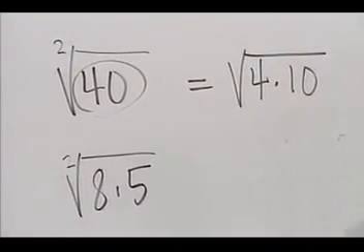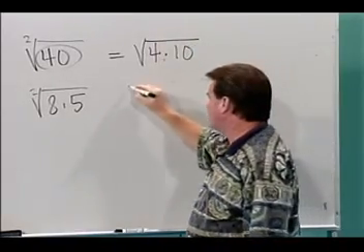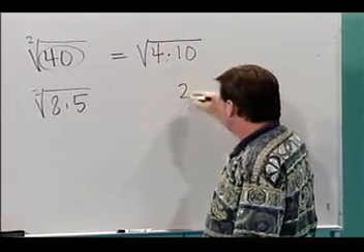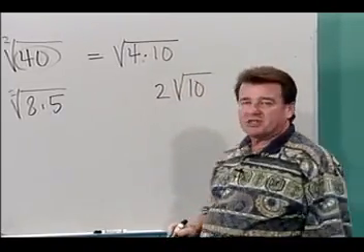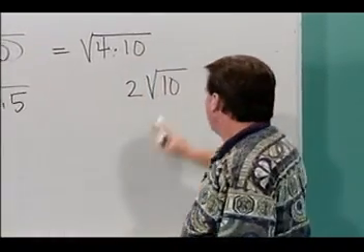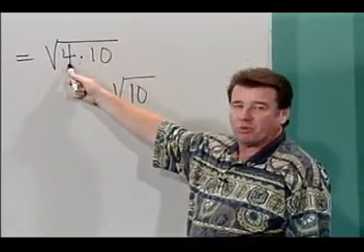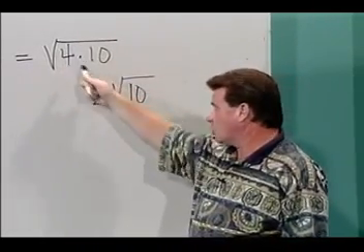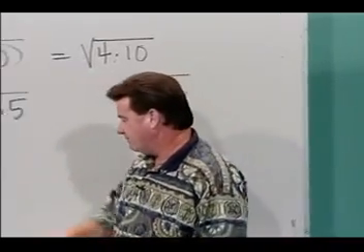4 times 10 gives you 40. Now, what's the square root of 4? And you're saying, gee whiz, the square root of 4 is 2. So that's 2. And what's left on the inside? 10. So if I want to simplify the square root of 40, what do I have to do? I have to just break it down into a product of a perfect square and some number and take the square root of the perfect square. So that answer is 2 square roots of 10.